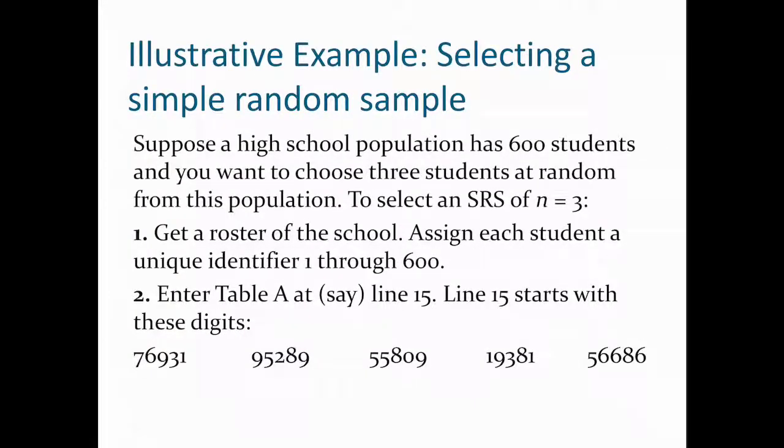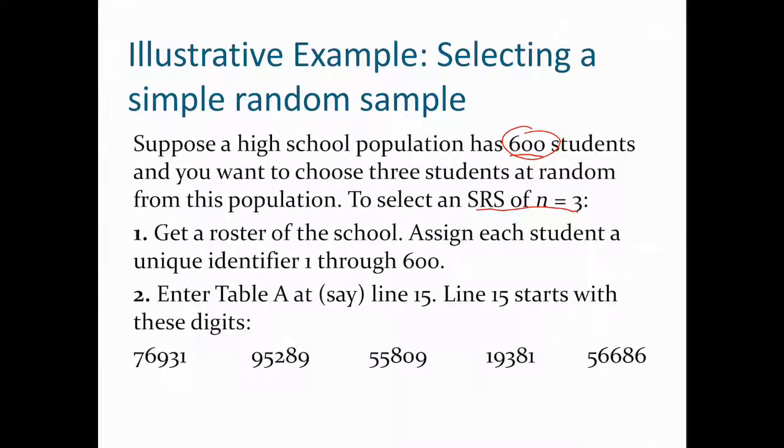So here we have an example to go through. You have a high school population that has 600 students, and you want to choose 3 students at random from this population. All right, to select an SRS of n equals 3. So our simple random sample is going to be 3, but you have 600 students to pick from. So you get a roster of the school and assign each student a unique identifier, 1 through 600.